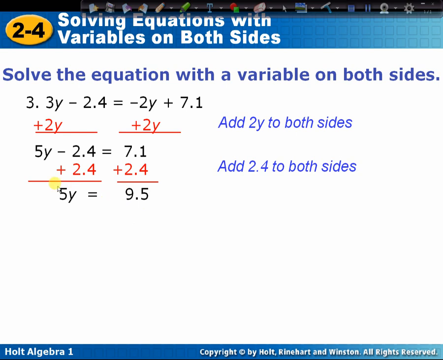Then I'm going to multiply or divide. So I'm going to look at the y and say, is there anything being multiplied or divided? Here, the 5 is being multiplied times y, because we know if they're touching, they're being multiplied. So I'm going to do the opposite of multiply, and I'm going to divide. So I'm going to divide both sides by 5. Again, the 5's right here are going to cancel or mark out. So I'm going to be left with y equals 1.9, because 9.5 divided by 5 is 1.9. So we have y equals 1.9.